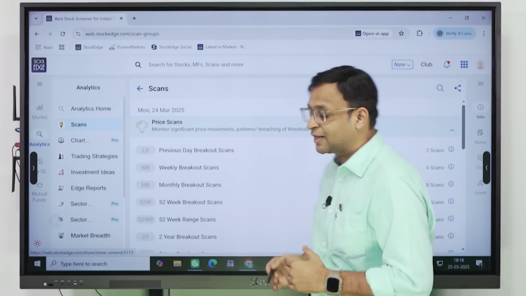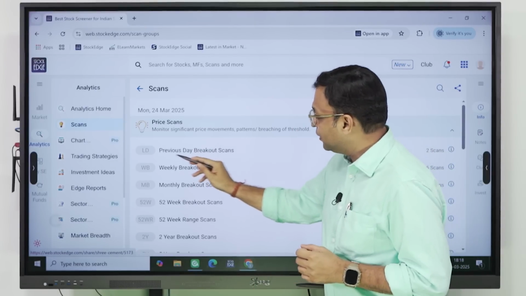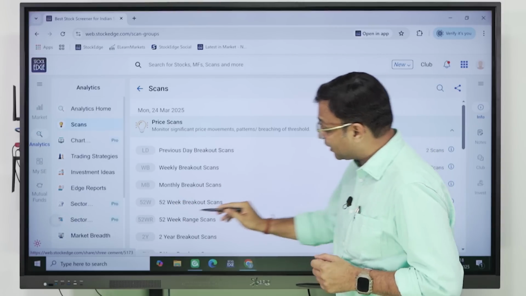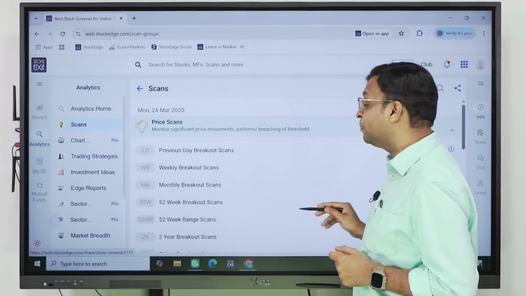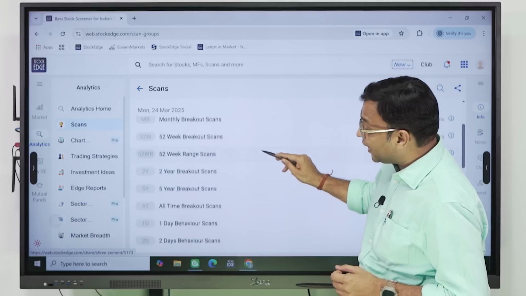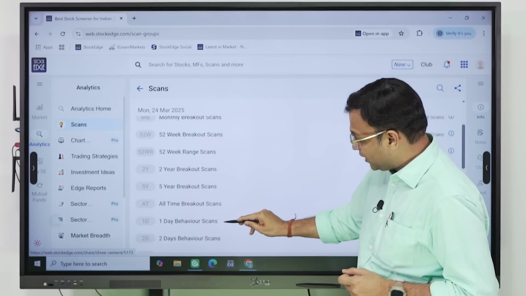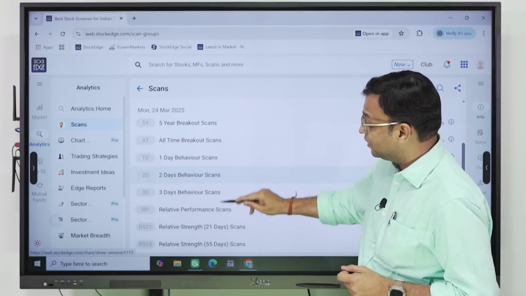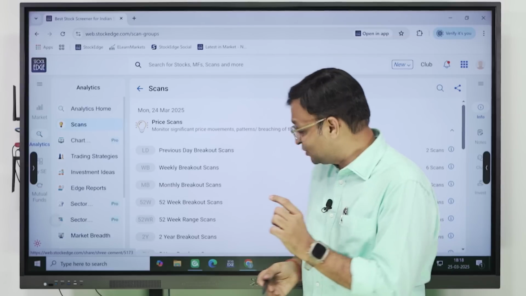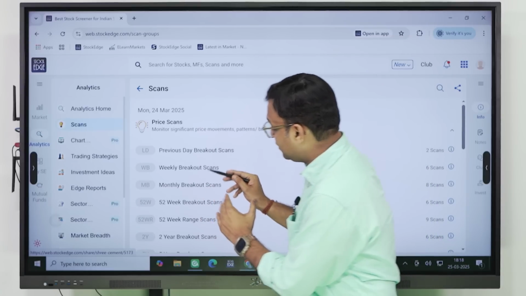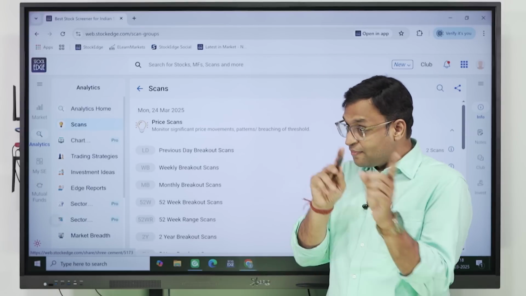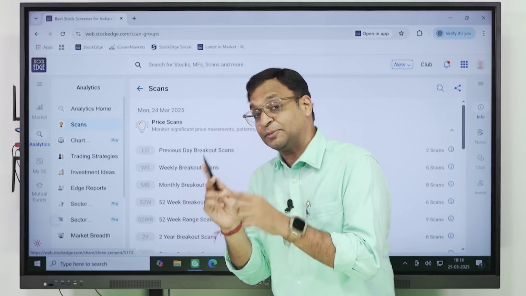There are various categories of price scans: previous day breakout scan, weekly breakout scan, monthly breakout scan, 52-week breakout scan, 52-week range scan, 2-year breakout scan, 5-year breakout scan, all-time high breakout scan, 1-year behavioral scan, 2-day behavioral scan, 3-day behavioral scan. What are we trying to see here? Which category will give me stocks where that category is relevant as per my participation.